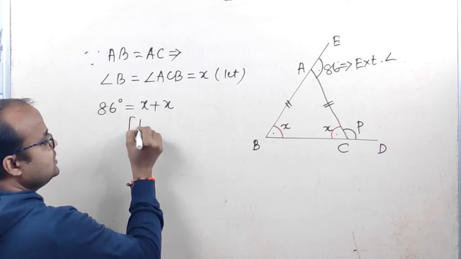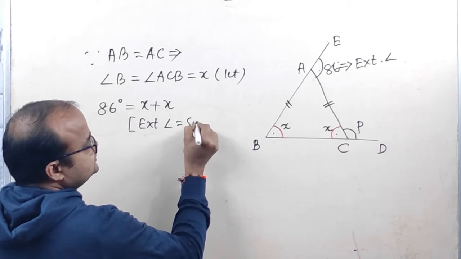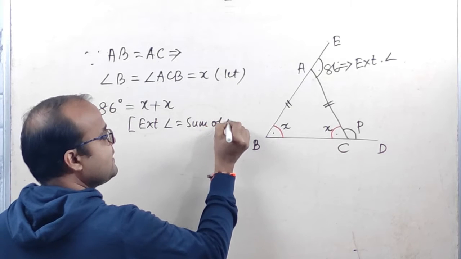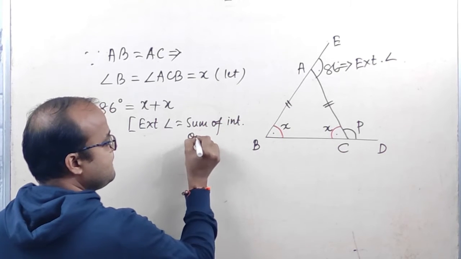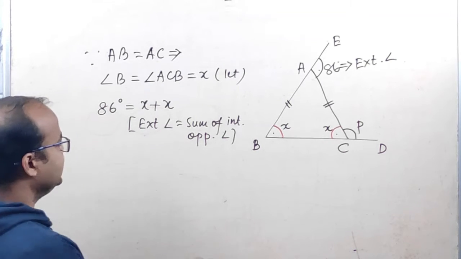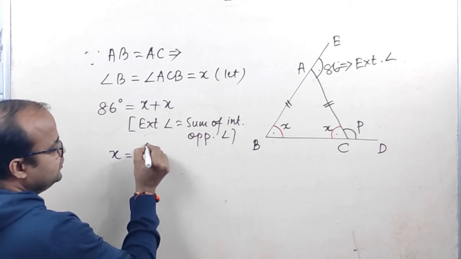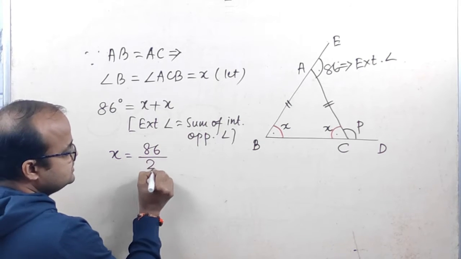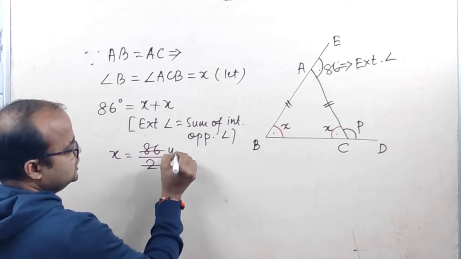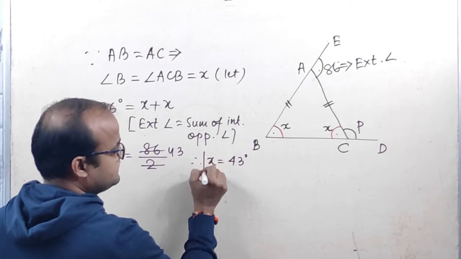Reason is external angle equals sum of internal opposite angle. Therefore x plus x, 2x equals 86 degree, therefore x equals 86 by 2. 2 4s are 8, 2 3s are 6, therefore x equals 43 degree.